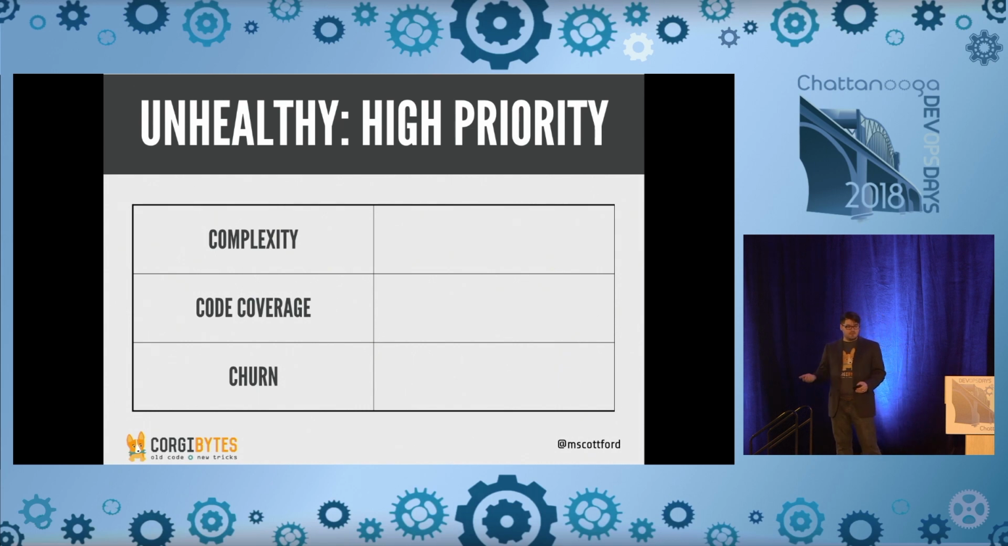So unhealthy but a high priority is when you've got high all across. Well, not high all across the board, but when they're kind of in the red all across the board. So complexity is high, code coverage is low, churn is high. This is a software system that's in trouble, or this is a file that's in trouble and really needs attention and stands out as a hotspot.